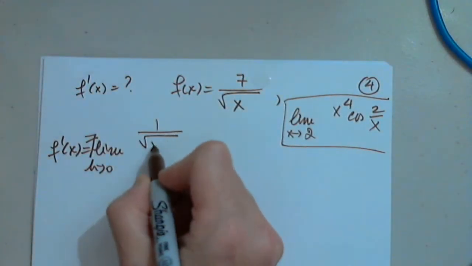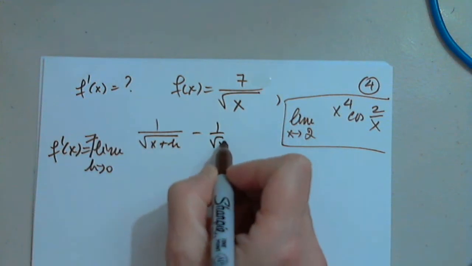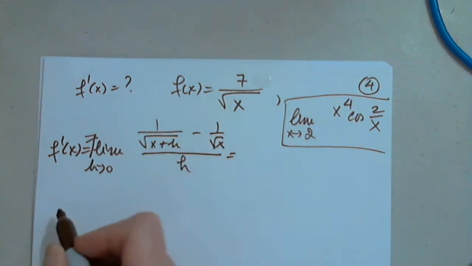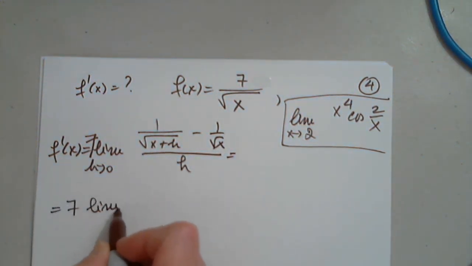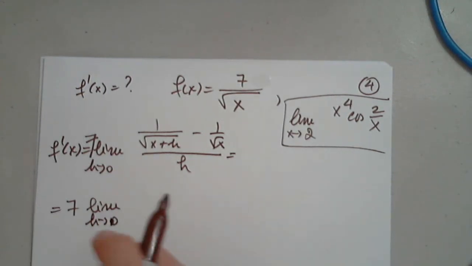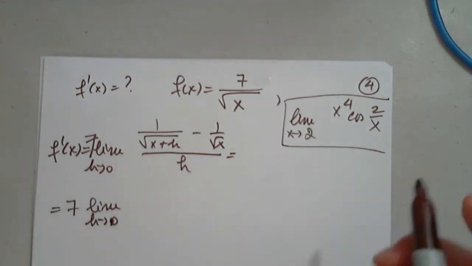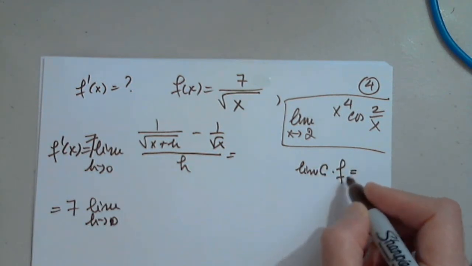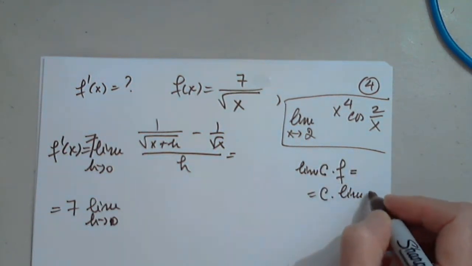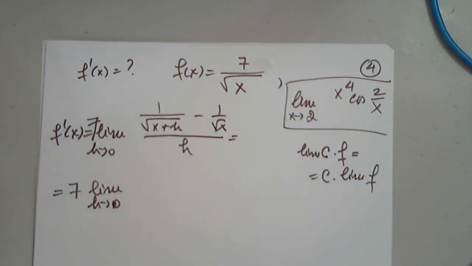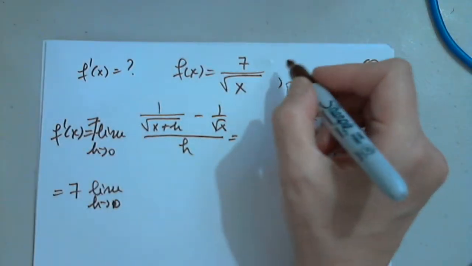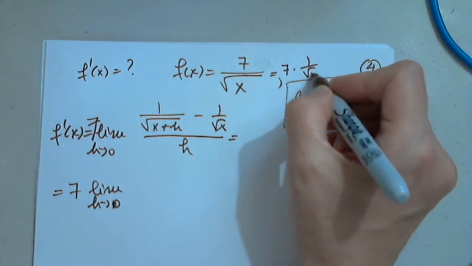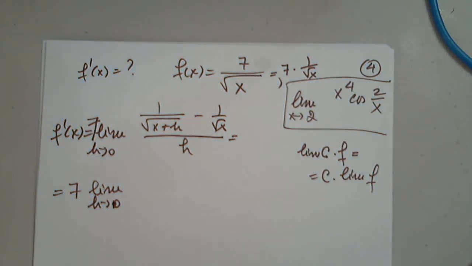So 1 over the square root of x plus h minus 1 over the square root of x, divided by h. So this is 7 times the limit as h approaches 0. How come I'm allowed to do that? Because remember, the limit of a constant times a function is the constant times the limit of the function. So this can be rewritten as 7 times 1 over the square root of x. Good. What is the next step? Can anyone say anything?